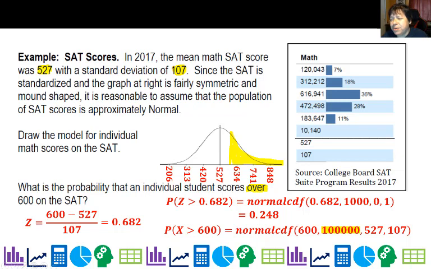It's over here somewhere, right? I want to get far away because I'm trying to go as far to the right as I can. So I'm going to use 100,000. 10,000 probably would have worked. Then 527 and 107. It doesn't hurt to go extra large on this, okay? So your answer will be fine. So anyways, the probability that an individual student, one student in the population, scores over 600 is almost 25%.